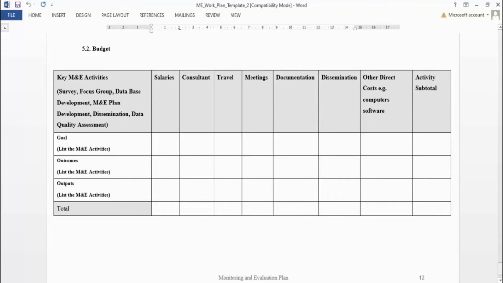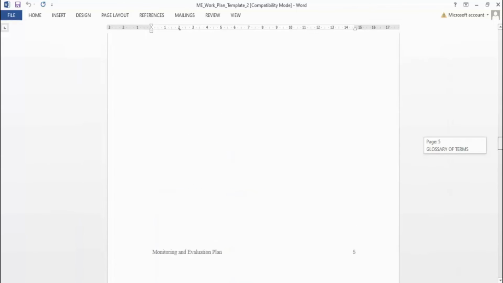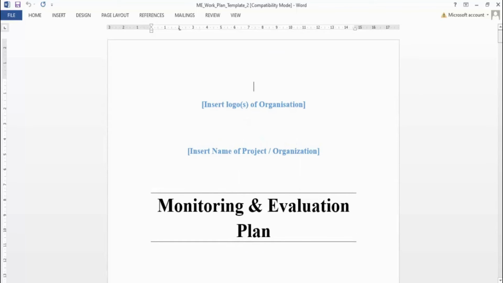Okay, so this was just a nutshell. Like I said, the template is in the description. You can do well to download this template. It's really easy to use. So without wasting much time, let's go straight back to the PowerPoint presentation. We are almost done.